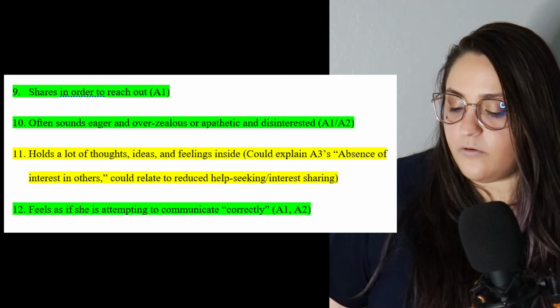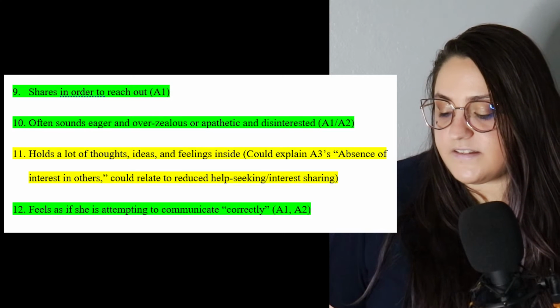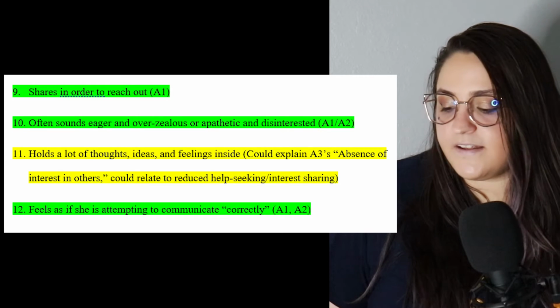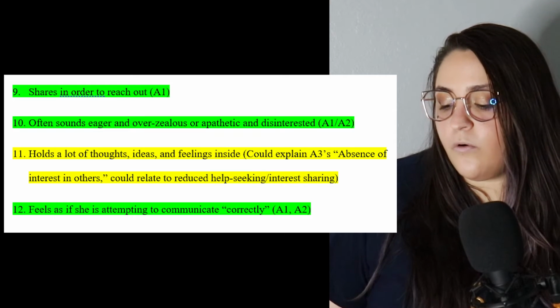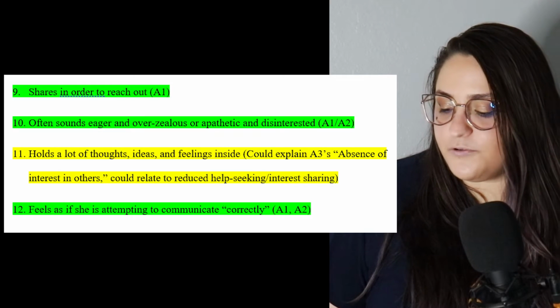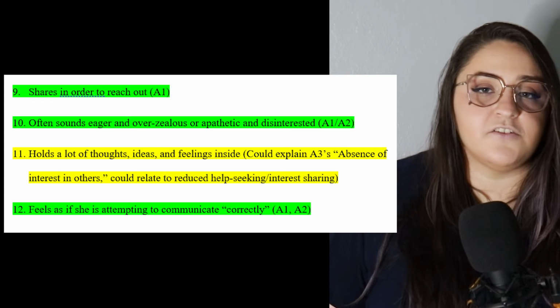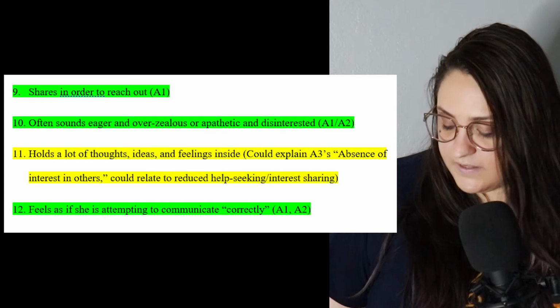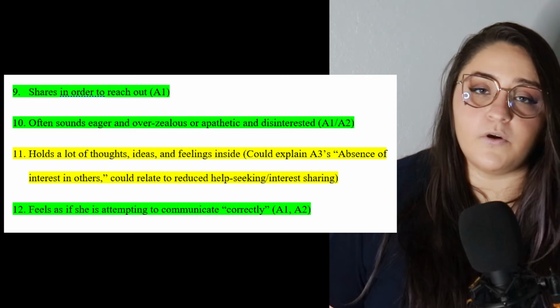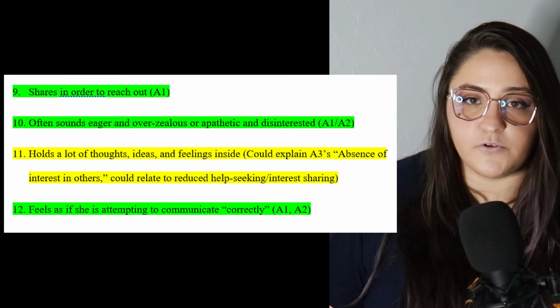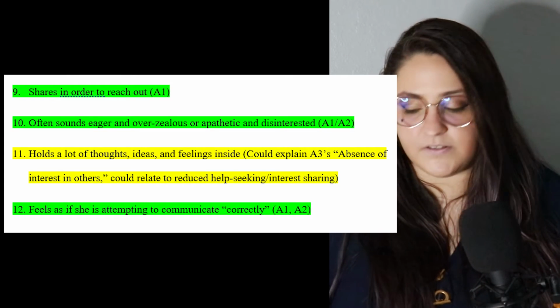This one I marked yellow, holds a lot of thoughts, ideas, and feelings inside. The reason I marked this yellow is because it could explain A3's absence of interest in others, or it could relate to the reduced help seeking and interest sharing that is mentioned in the DSM-5. Feels as if she's attempting to communicate correctly, put that one under A1, A2, so that's of course your social deficits that we're seeing there.